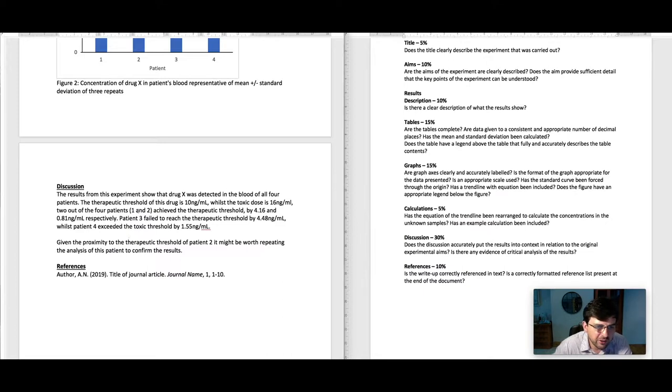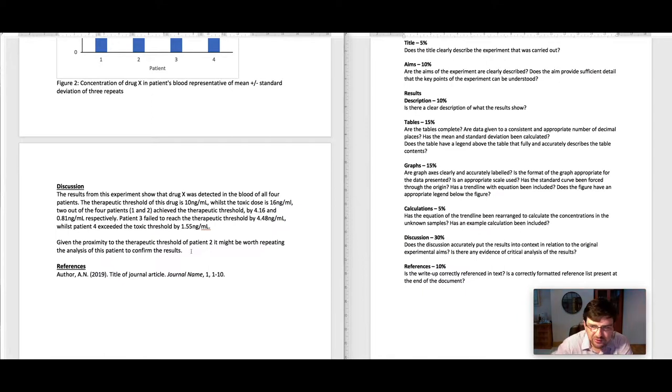It says that two of the patients achieved that therapeutic threshold, and it gives us by how much, which is good. It tells us that patient three failed to reach that threshold, again by how much, and how much patient four exceeded that toxic threshold by. So the description of the results and the link back to the aims is very, very strong.